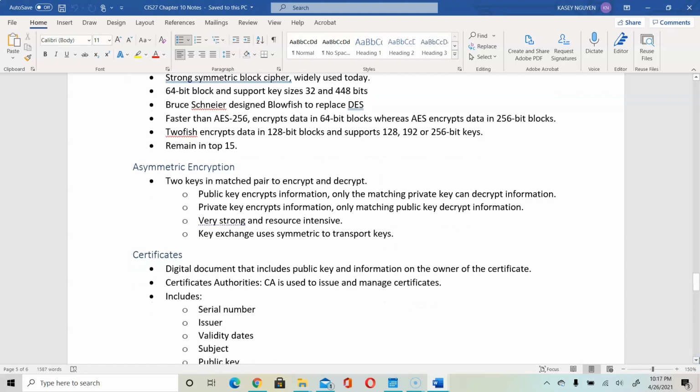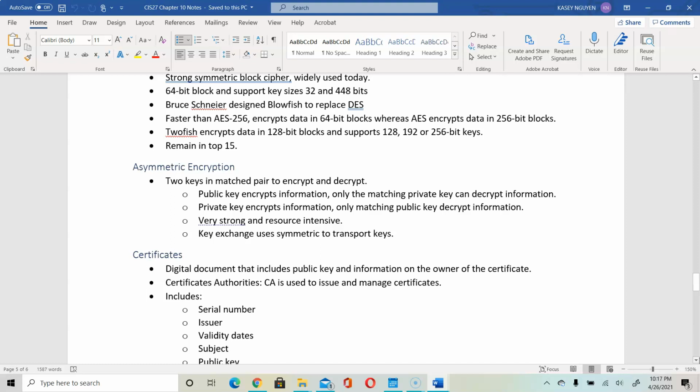Aside from symmetric encryption, we need to talk about asymmetric encryption, which uses two keys in a matched pair to encrypt and decrypt. This is referred to as public key, or PKI. So if the public key encrypts the information, only the matching private key can decrypt, and if the private key encrypts the information, then only the matching public key can decrypt.